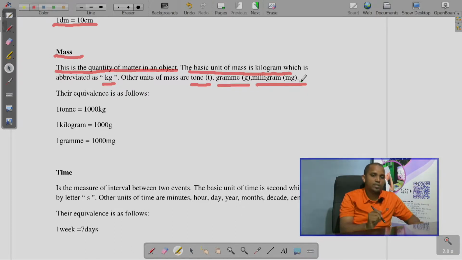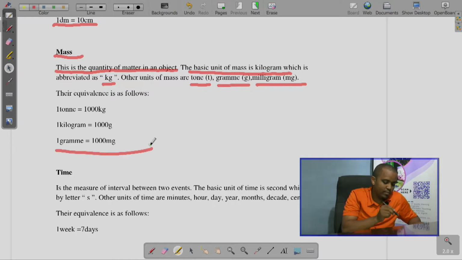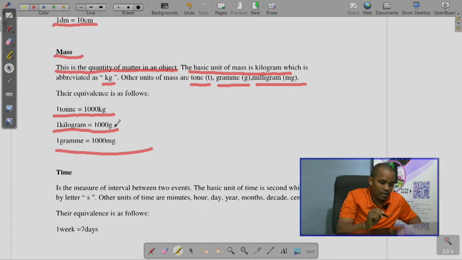And these units of mass are related as follows. For example, 1 ton always equals 1000 kilograms. And also 1 kilogram always equals 1000 grams. And 1 gram always equals 1000 milligrams.